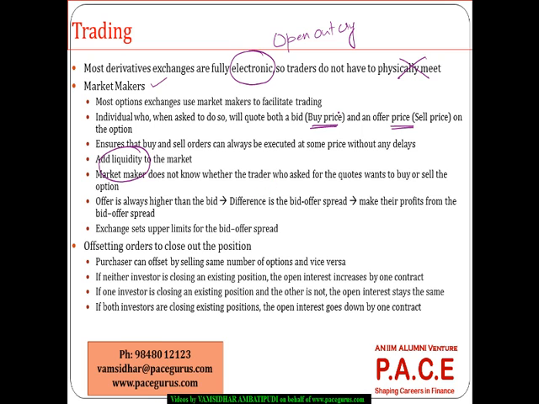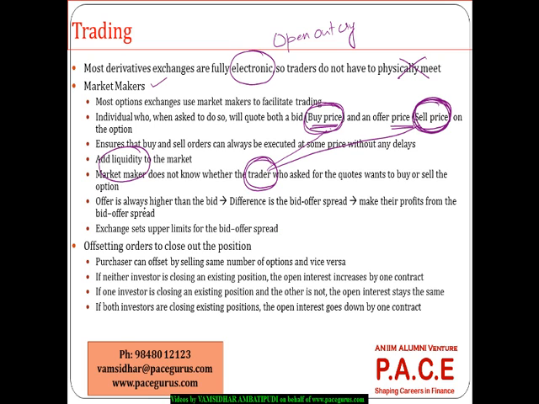But the only thing is, they are quoting both of them. They are giving the buy price as well as the sell price, but they really don't know whether the trader who has asked them for these prices will be selling it to them or buying it from them. The trader can take any kind of position, because the market makers are ready to take either a buy position or a sell position. The trader can take the position of his choice, whether he wants to buy the option or sell the option.